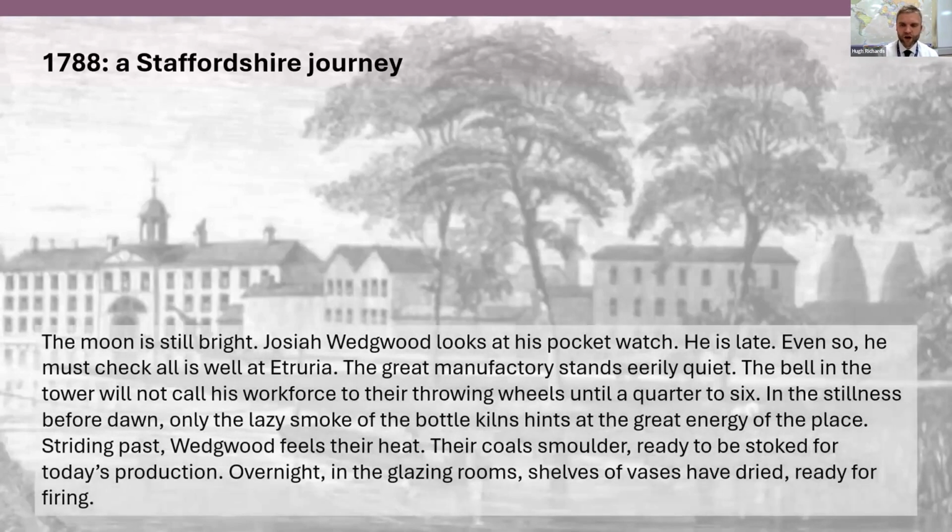It's still bright. Josiah Wedgwood looks at his pocket watch. He's late. Even so, he must check all is well at Etruria. The great manufactory stands eerily quiet. The bell in the tower will not call his workforce to their throwing wheels until 6:15. In the stillness before dawn, only the lazy smoke of the bottle kilns hints at the great energy of the place. Striding past, Wedgwood feels their heat. Their coals smoulder, ready to be stoked for today's production. Overnight, in the glazing rooms, shelves of vases have dried, ready for firing.